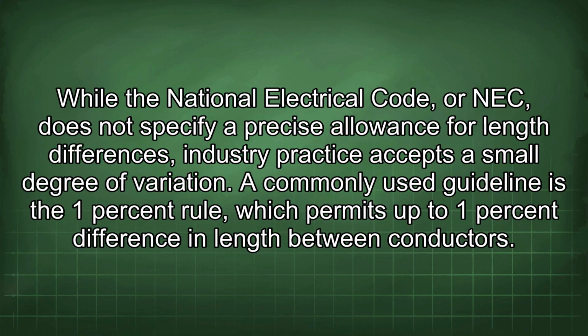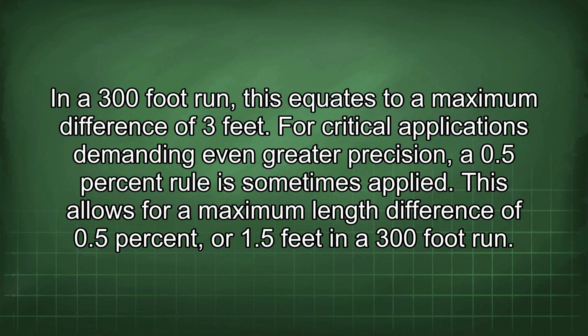While the National Electrical Code, or NEC, does not specify a precise allowance for length differences, industry practice accepts a small degree of variation. A commonly used guideline is the 1% rule, which permits up to 1% difference in length between conductors. In a 300-foot run, this equates to a maximum difference of 3 feet. For critical applications demanding even greater precision, a 0.5% rule is sometimes applied. This allows for a maximum length difference of 0.5% or 1.5 feet in a 300-foot run.